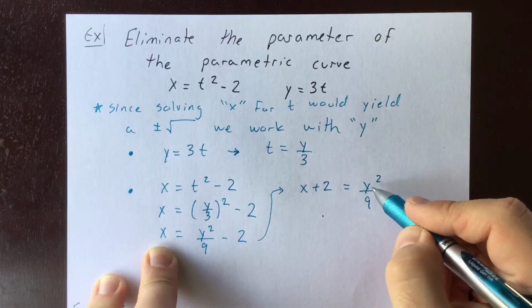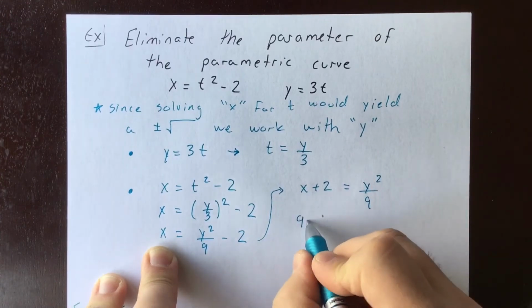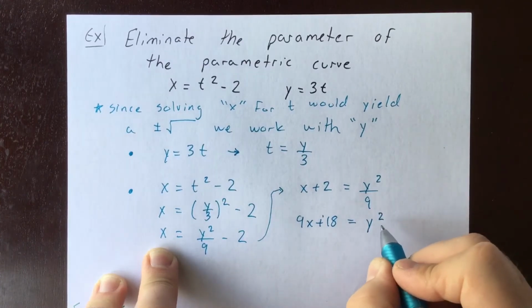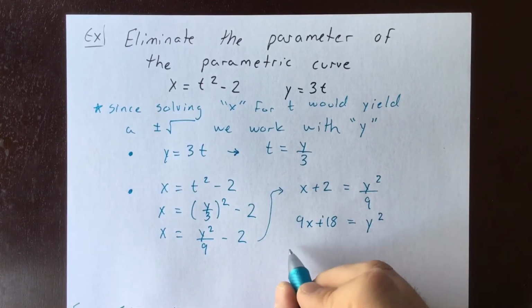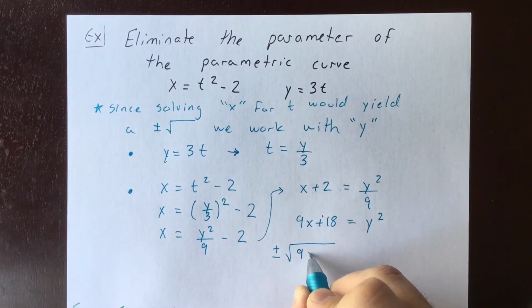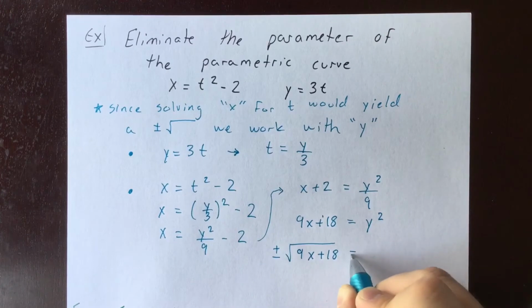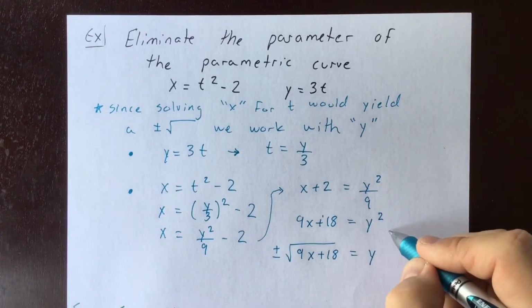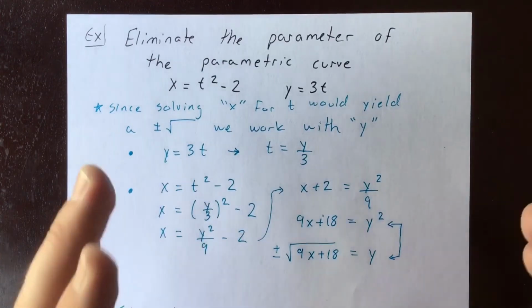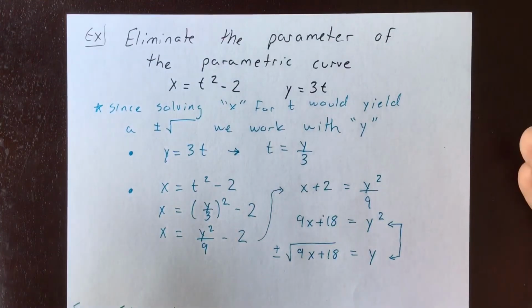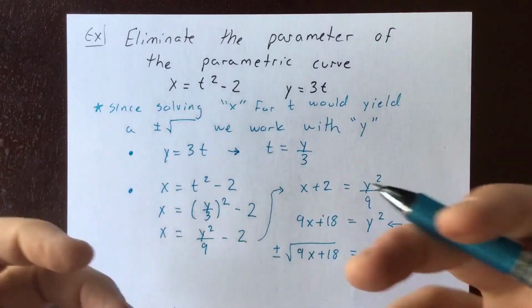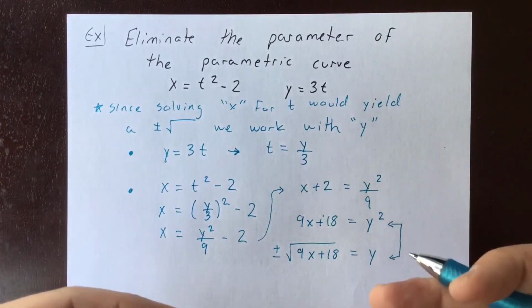So we're close. So now we need to multiply by 9. Okay, so now we square root. But even still, you might have recognized it before I square rooted. Is this a function? Because often that would be the goal, to eliminate the parameter to determine if this is a function. No, it's not.